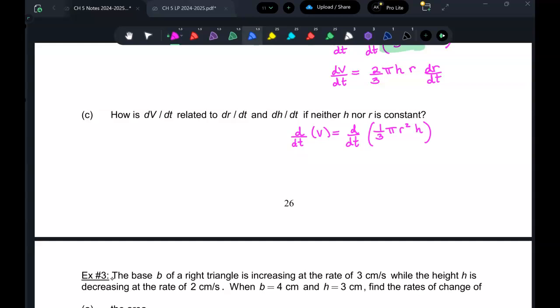So maybe I'll make this whole thing here u and this v. Now, one other thing, we could always move the 1/3 pi all the way out to the front because it's just a coefficient. But since we're doing this, I'll just leave it. Okay, so what would u prime be? It would be 2/3 pi r dr dt times h plus 1/3 pi r squared dh dt. Good.